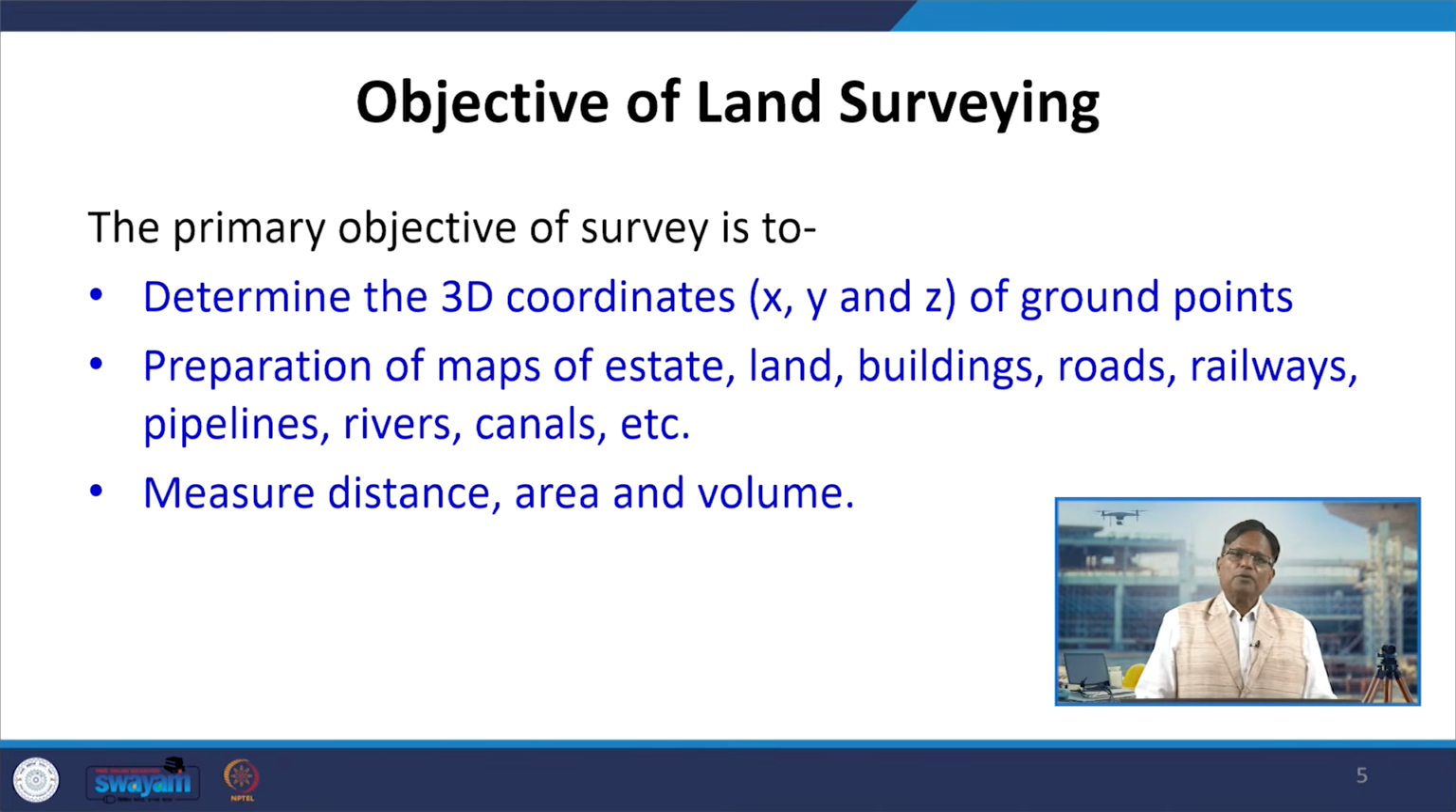The second objective is that we prepare various types of maps for different purposes. Maybe we would like to map the boundary of the state, or the boundary of the land. We want to prepare maps of buildings, roads, railways, pipelines, rivers, canals, bridges, etc. Another objective is that once we prepare the map, we would like to carry out measurements on it. It could be measuring the distance between two points, measuring the area of a polygon, or calculating the volume of earthwork, etc.